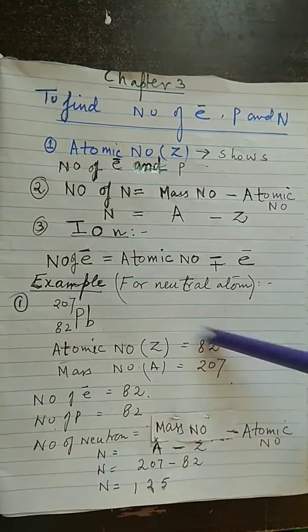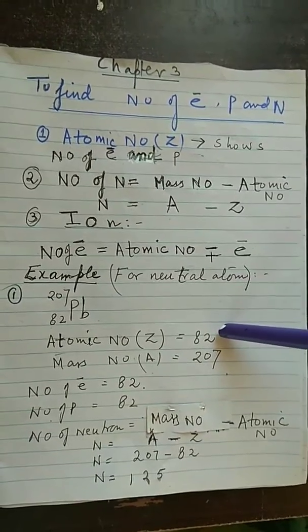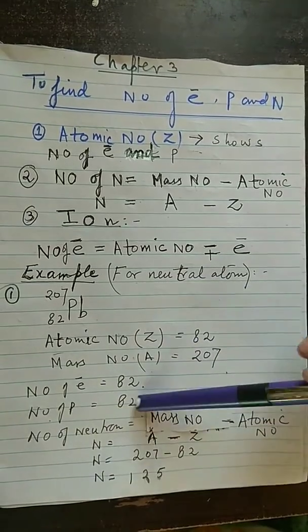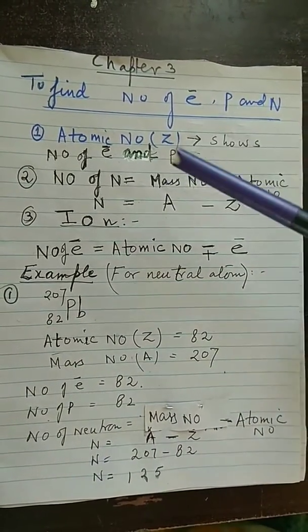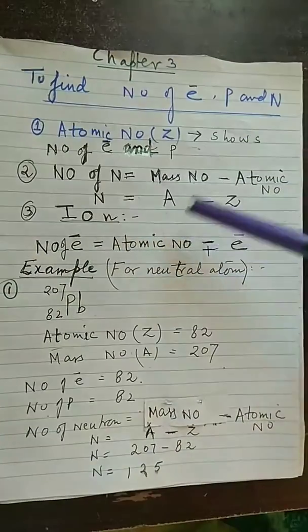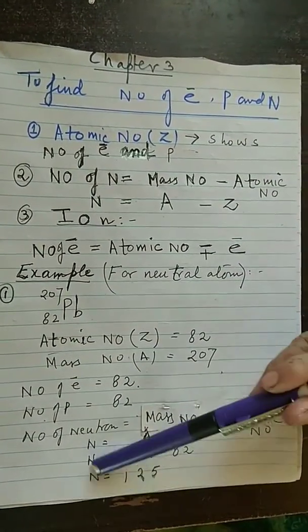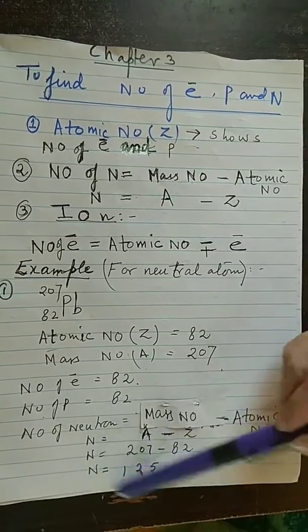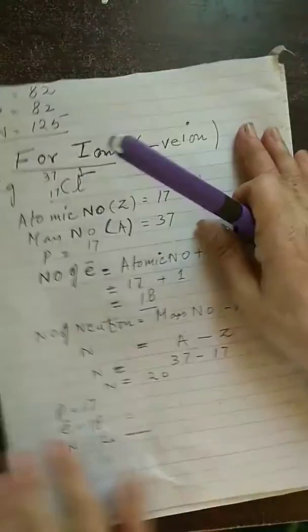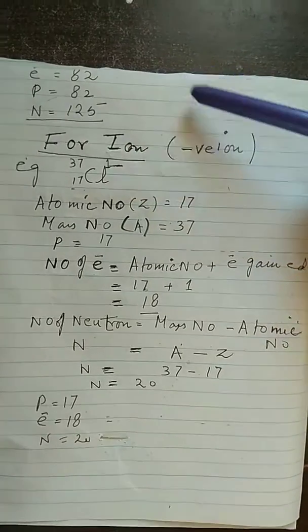Now because it is a neutral atom, from the atomic number we can directly find the number of electrons. Atomic number Z is 82, so the number of electrons is equal to 82. Number of protons is equal to 82. Number of neutrons, I gave you the formula: mass number minus atomic number. N is equal to A minus Z, which is 207 minus 82. N is equal to 125. So your answer: electrons are 82, protons are 82 and neutrons are 125.